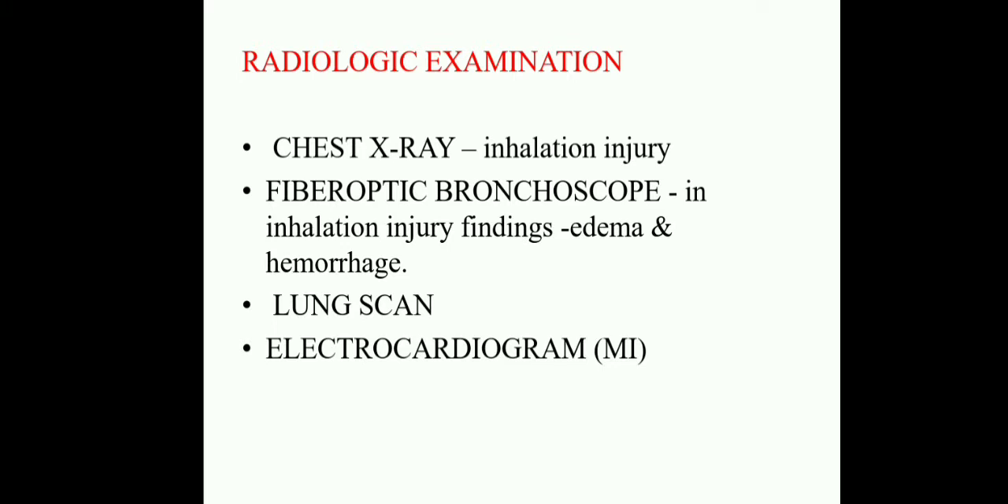And then lung scanning and electrocardiogram. Whenever any cardiac changes are there, you should check the ECG. We will prevent MI.